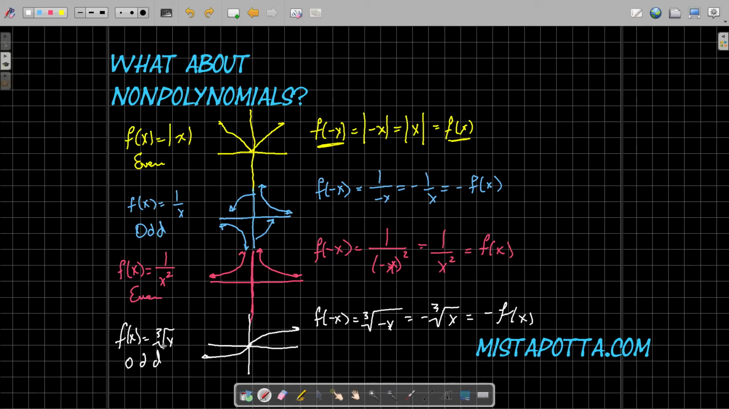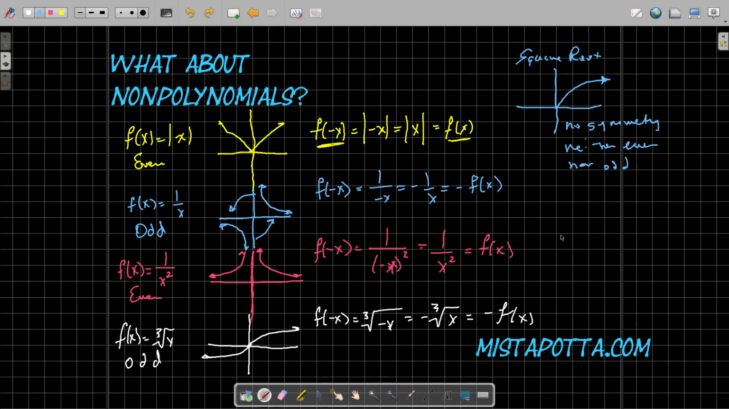Now, a couple of things you'll notice, there's a couple of functions that we have left out. One of them is the square root function. If I take a look at the square root function, you'll notice that it only exists in the first quadrant. So there is nothing to reflect in the second quadrant. There is nothing to rotate in the third quadrant. And so this has no symmetry. And so we don't say it's even or odd. We say it's neither even nor odd.